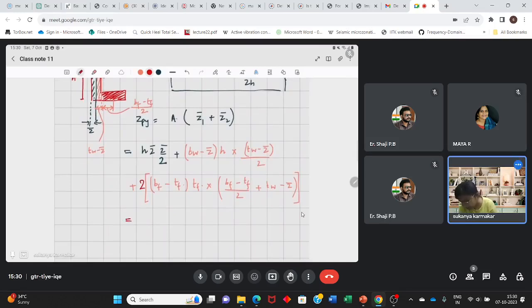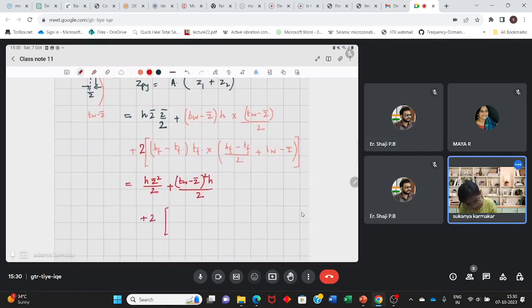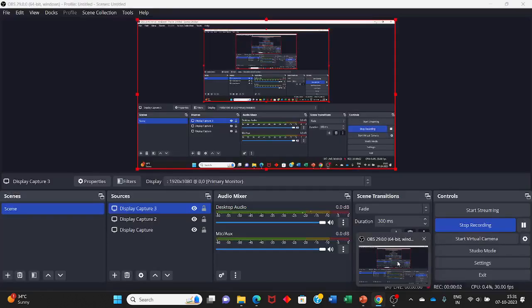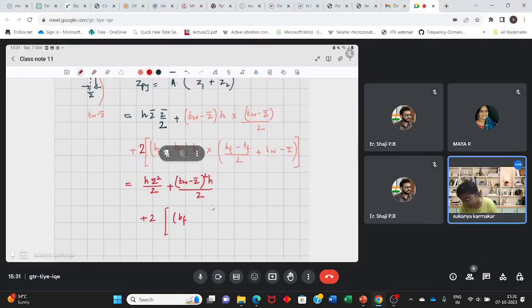Now, if you simplify this, you will get ZPY as h z bar squared by 2, plus (TW − z bar) whole squared times h by 2, plus 2 into (BF − TF) TF times ((BF − TF)/2 plus (TW − z bar)).